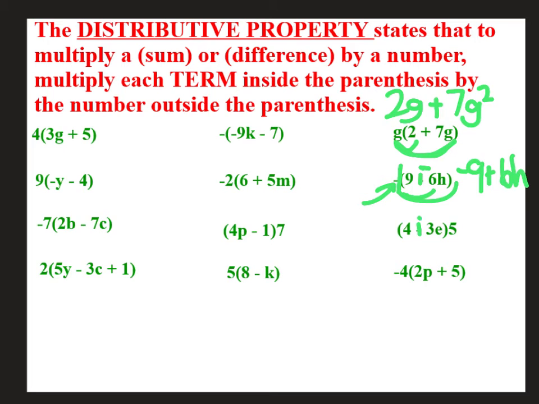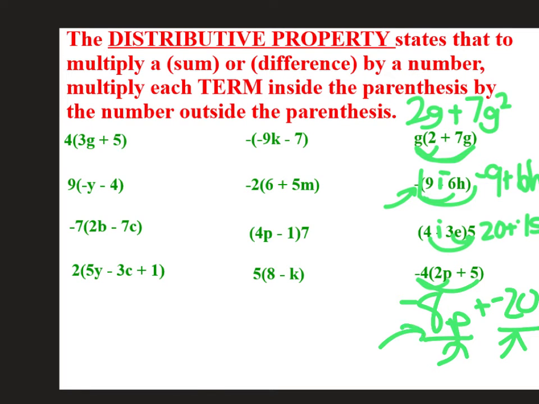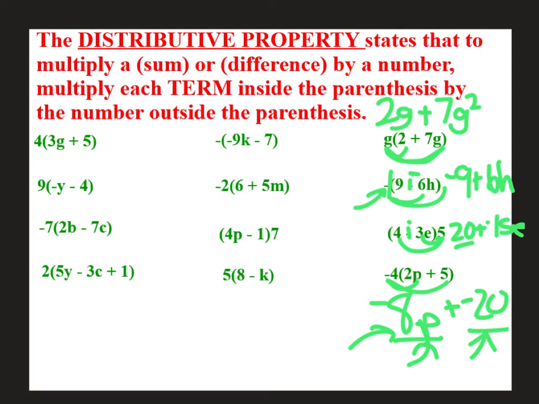Leave change opposite. 5 times 4 is 20. 5 times negative 3e is negative 15e. Negative 4 times 2p is negative 8p. Negative 4 times 5 is negative 20. Now we could go through all these and say, remember, this is two terms. The p is the variable, the negative 20 is the constant, and the negative 8 is the coefficient, right? The 20 is the constant. I have to actually move it back over here. The e is the variable, the negative 15 is the coefficient. You have two terms.